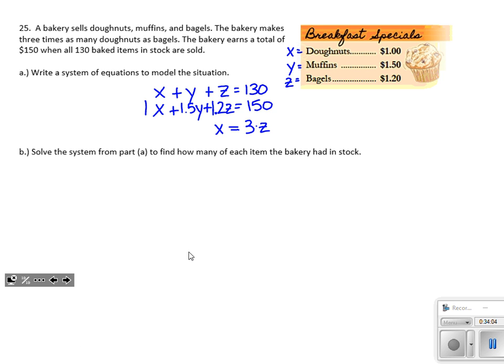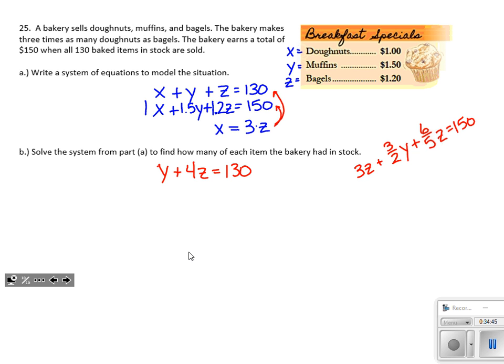So if we're going to solve this, I know that x is equal to 3z. We can use that little substitution trick that we did in the last problem. So let's go ahead and do that. I've got 3z plus y plus another z. That is y plus 4z equaling 130. And then I'm going to do some scratch work off to the side here. I don't like decimals, so I'm going to work with fractions instead. I've got my 1x, that's 3z. I've got 1.5, that's 3 halves y, plus I've got 1.2, that is 6 fifths z, and that equals 150.